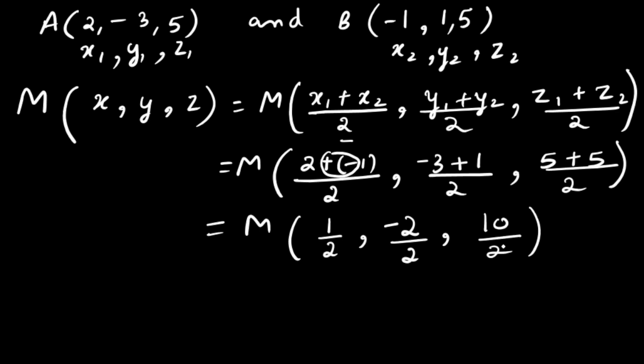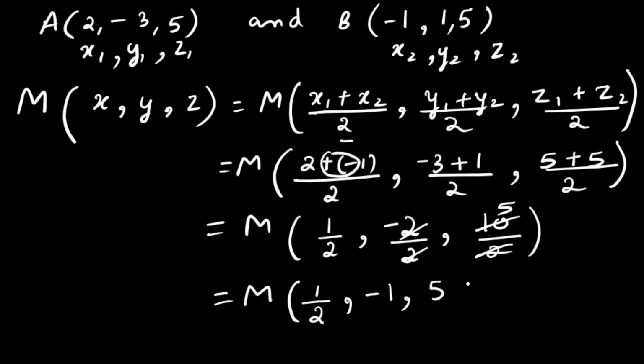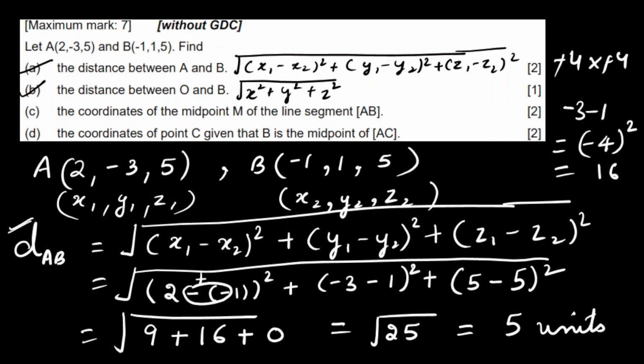So we can do cancellation here where it's possible. 2 into 1, 2 into 5, so 2 and 2 will get cancelled here. So the coordinates of the midpoint M of line segment AB are given as 1 by 2, negative 1, and 5. So the C part is done. We had to find the coordinates of midpoint M of line segment AB. It's done.